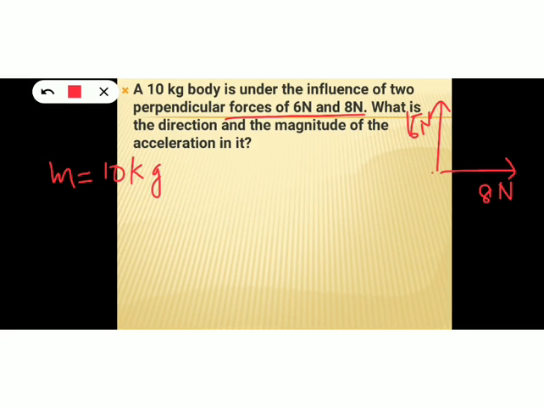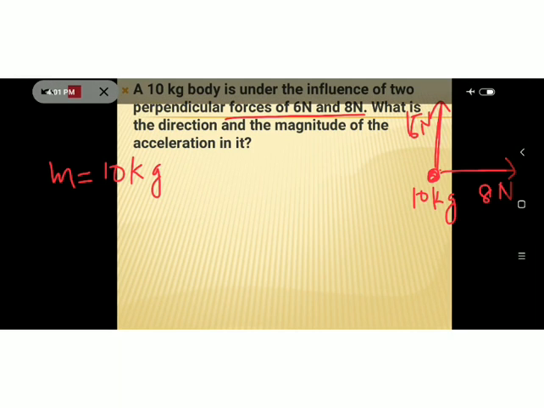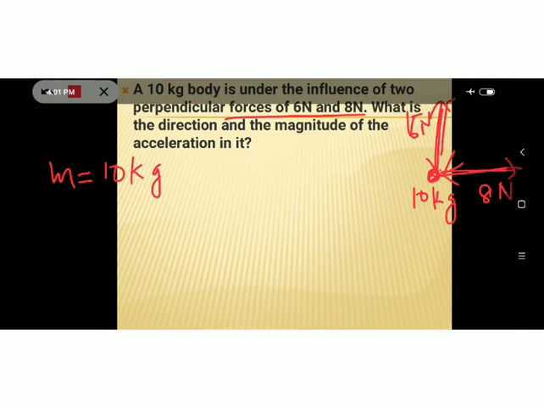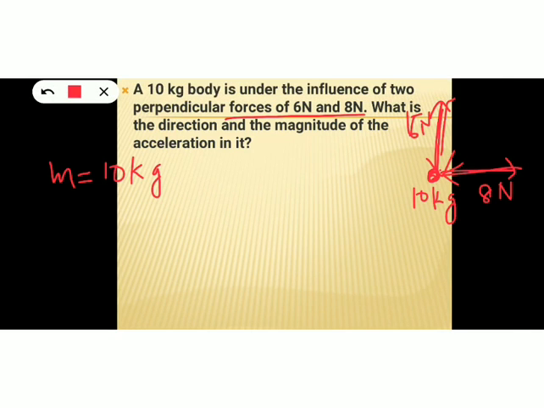So a 10 kg body, suppose this is our 10 kg body. Okay, this is our 10 kg body and a 6 Newton force is acting on the body in this direction. Suppose this is the force and 8 Newton force is acting on the body in this direction, in the perpendicular direction. So what is the direction and magnitude of the acceleration in it? So first we need to find out the resultant force acting on the object. Actually two forces are acting on the object. One is 6 Newton and another is 8 Newton. And these two forces are acting in the perpendicular direction. So what will be the net force or the resultant force due to these two forces?